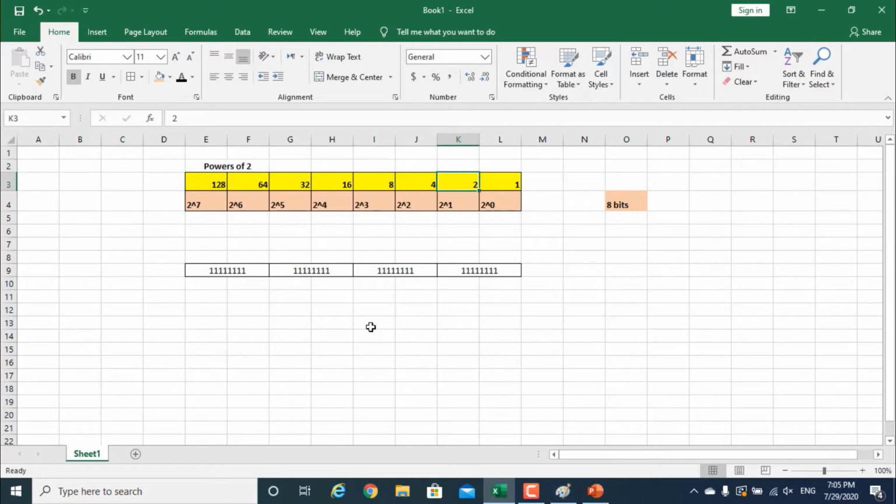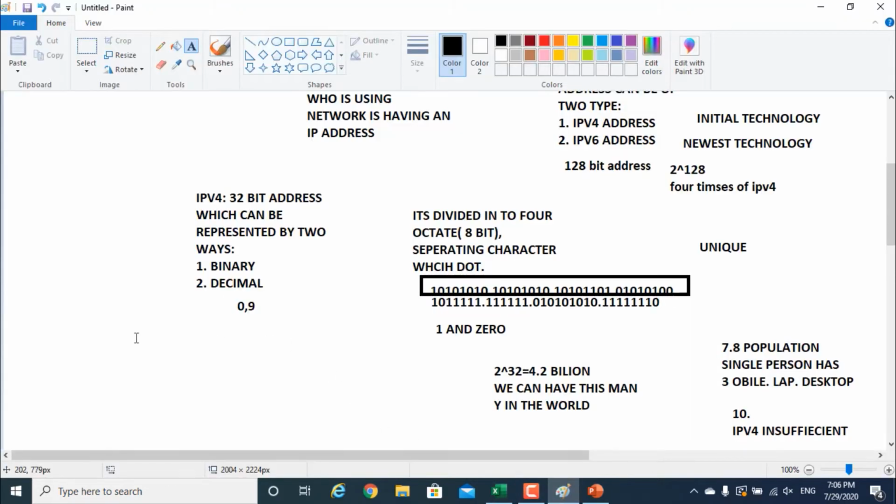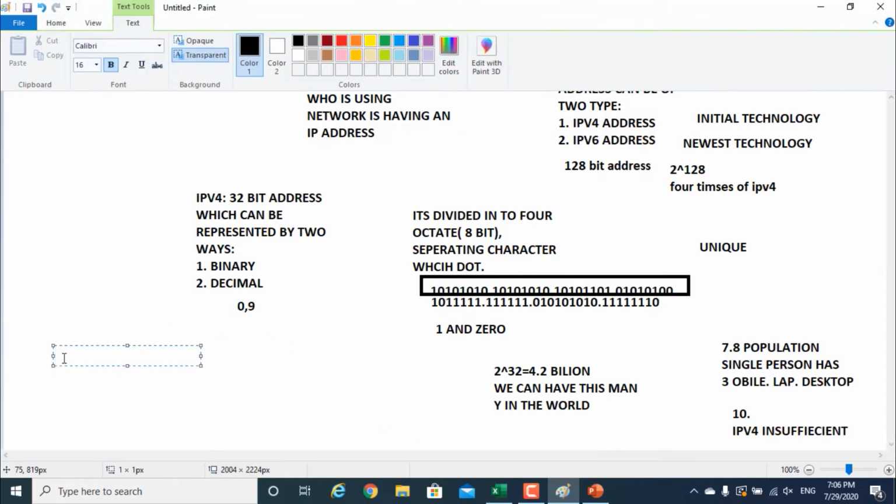Now here, for example, we had an IP address. Let's say I will give another example. For example, 11101110. See, 1, 2, 3, 4, 5, 6, 7, 8, dot. So one octet is finished.